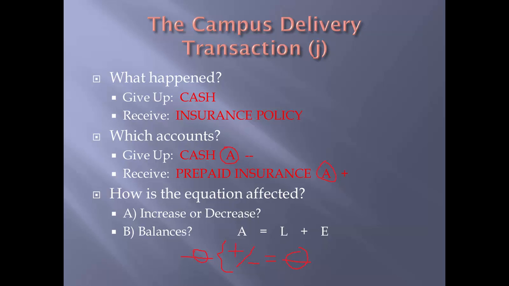Okay? Increases and decreases. I go back up to the top. Do we have more or less cash than we did 5 minutes ago? We have less. Do we have more or less insurance policy? 5 minutes ago I didn't have any insurance policy. Now I have one. I have more. Once again, I don't have any equity accounts involved, so I just go right down to my equation and put my pluses and minuses. I have a plus under assets and a minus under assets, which washes out to 0. The other side of the equation has nothing, so it's 0, and our equation balances.